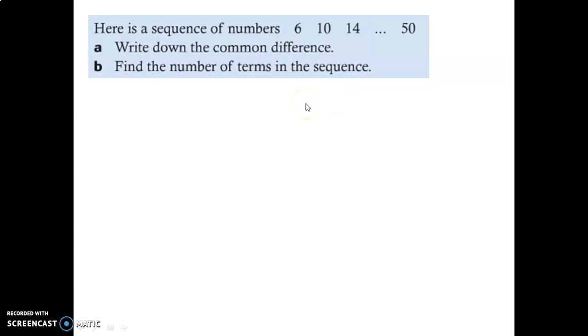Okay, so here's the next problem. We have this sequence. Again, we see the first 3 terms, then we don't know how many terms pass, and we get to this term. We don't know what term that is. So this one is going to have a similar approach to the last one. Find the common difference, and then find the number of terms. In other words, find out 50 is term number what in this sequence.